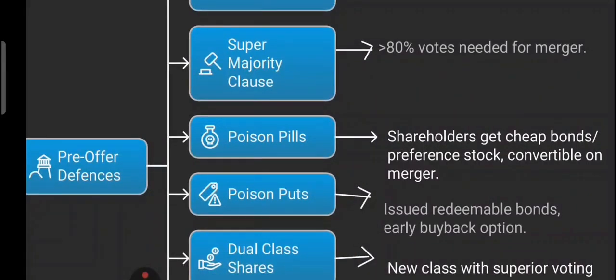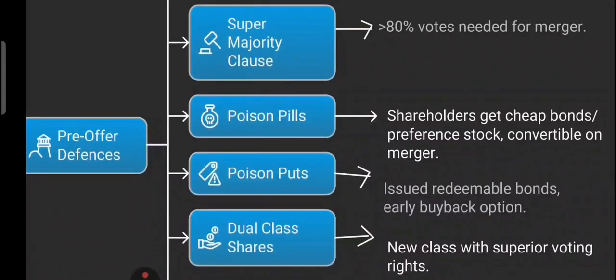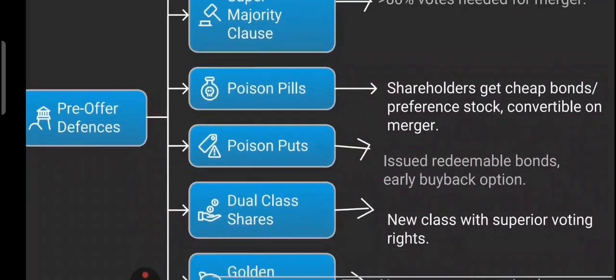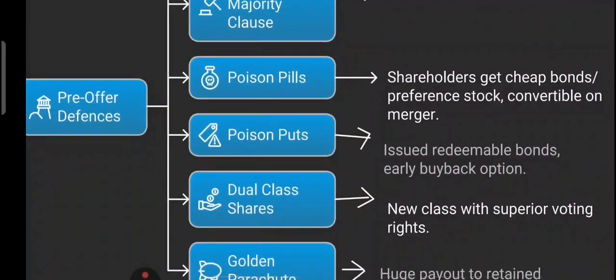So what happens in a poison pill? The company gives existing shareholders the right to buy shares or bonds at a cheaper price. So obviously it becomes costlier for the outsider to gain control. Then poison puts. Poison puts means the company issues bonds that can be repaid early if there is a takeover attempt, putting financial pressure on the buyer. So if a takeover happens, such bonds can be repaid earlier, which puts financial pressure on the buyer.